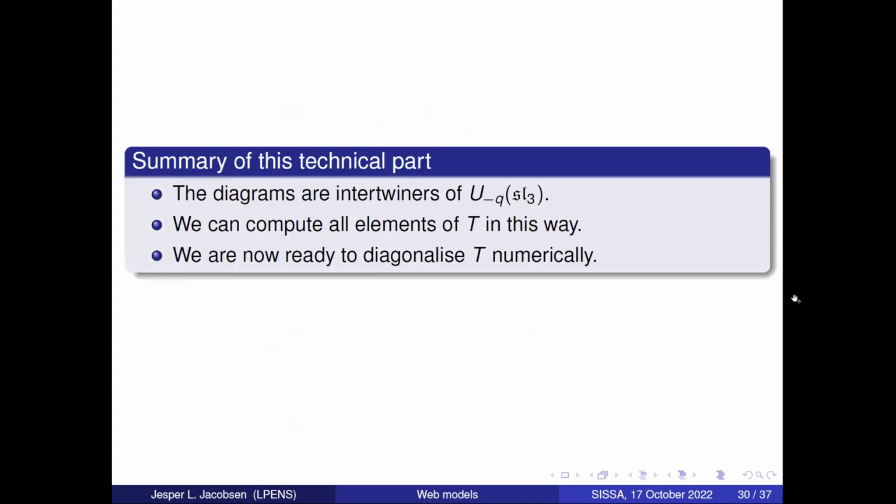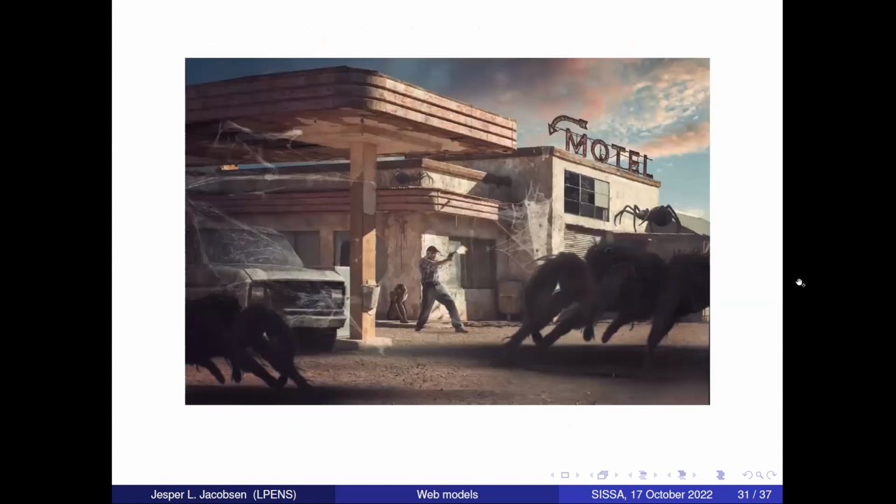So end of this small technical part. Somebody told me that one had to include a small proof, so this was it. So the summary is that my diagrams are actually intertwiners of this quantum group, and we can compute all the elements of the transfer matrix. And then one needs a lot of patience now to code this in the computer. And once it's done, we can start diagonalizing the transfer matrix numerically. So now there is a spider attack here again.